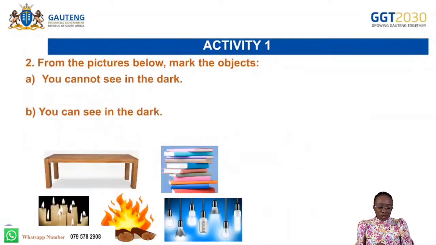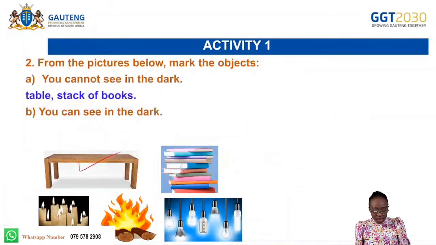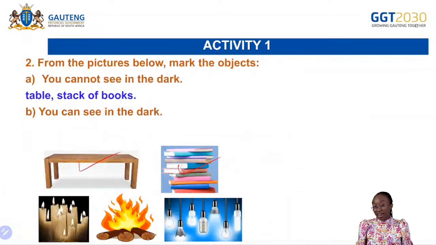Now let's answer question number 2. From the pictures below, mark the objects you cannot see in the dark. Objects that require light to be emitted from a different source for you to be able to see them. So in the dark, you will not be able to see the table, and you will not be able to see the stack of books or the pile of books.